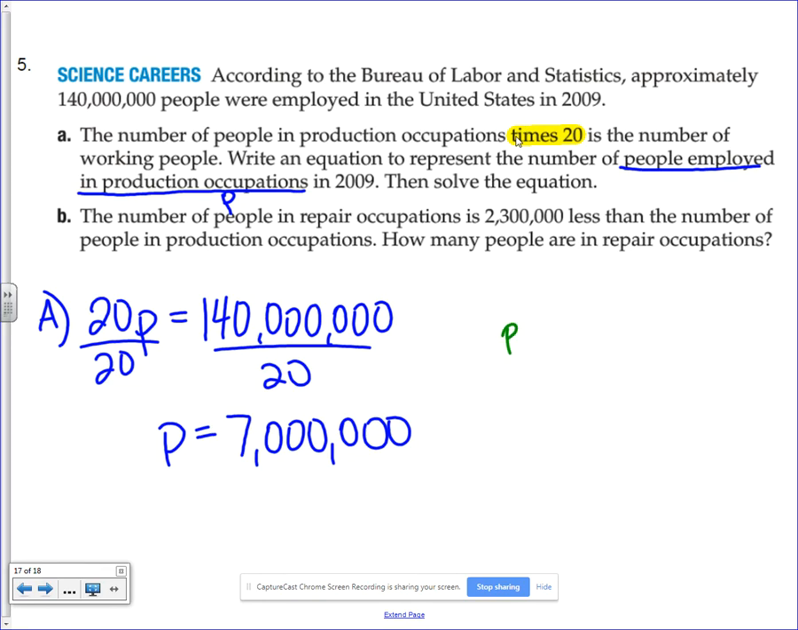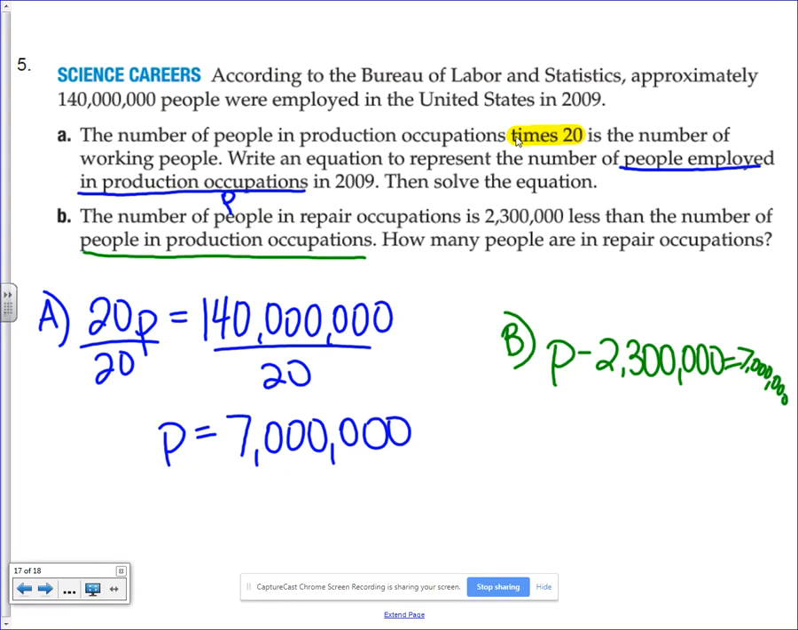Part B. The number of people in repair occupations is 2,300,000 less than the number of people in production occupations. How many people are there in repair occupations? Well, I already have a variable for these people in production occupations. It's P. And it says the people in repair are this many less. So I'm going to subtract, and that should give me the number of people in those repair occupations. Well, I know that that's 7 million. I'm going to try and fit this in here. Looks something like that.